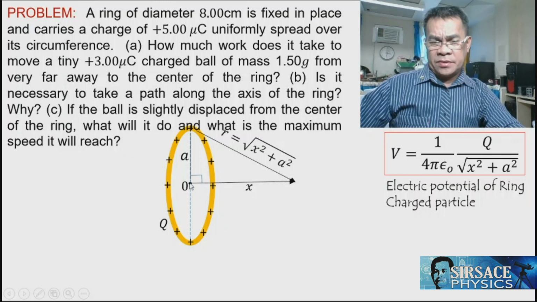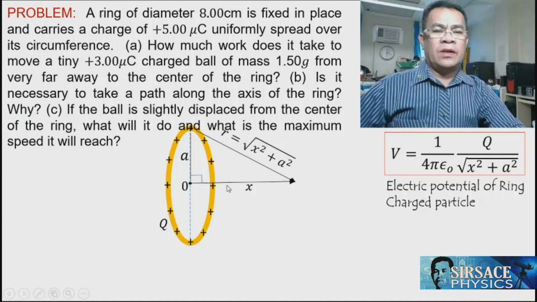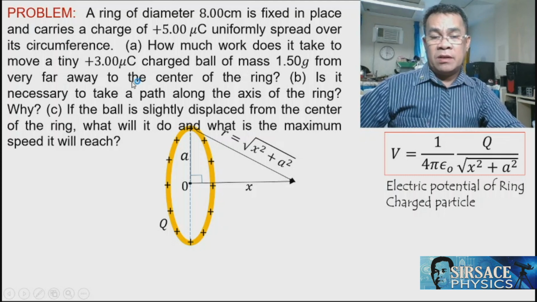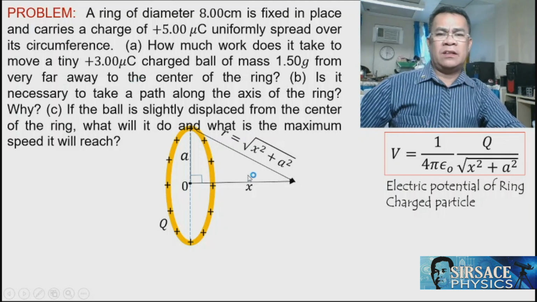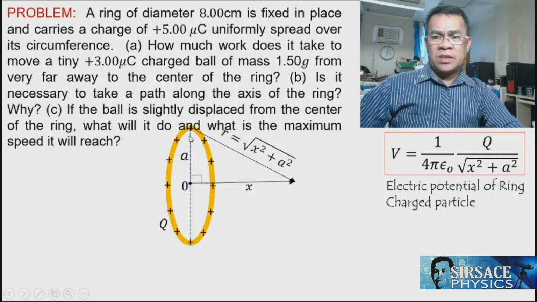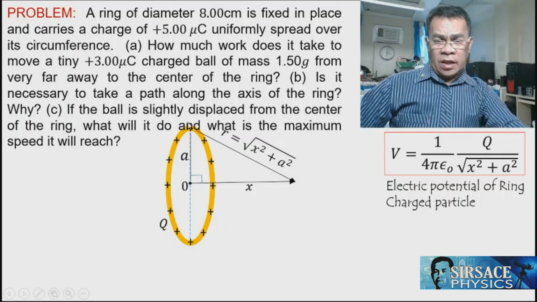Speed. So where is the point where it reaches maximum? We have to identify the point where the velocity of the charge will be maximum. So therefore, this is the problem. You are asked three questions here with follow-up questions. So take note, this is a ring.